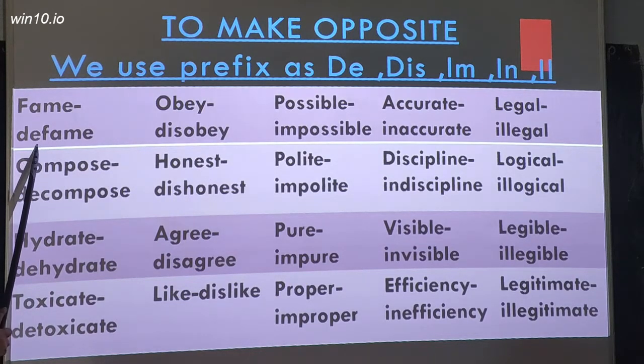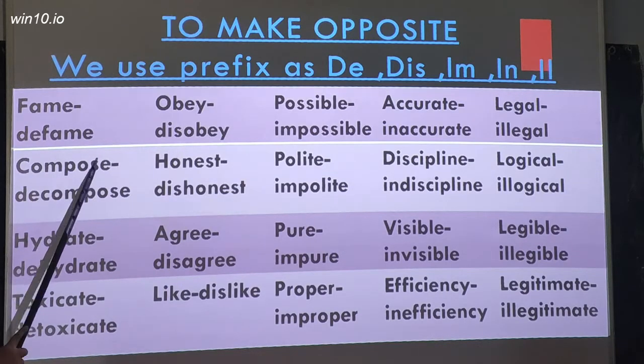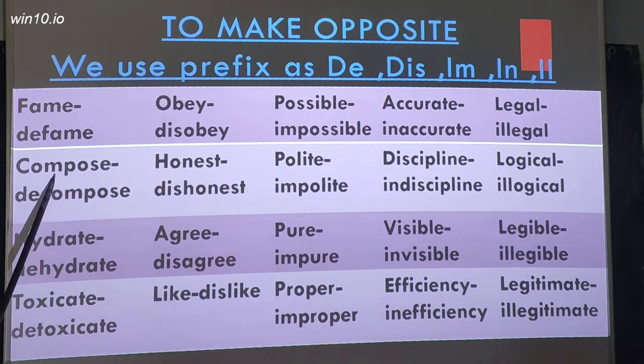Defame is a new word before us, and it is also the opposite of fame. So this is defame. Compose, decompose. Compose is a root word or primary word. We put de before compose, and now the new word is decompose. It is also the opposite of compose. Hydrate, dehydrate, toxicate, detoxicate. So these are the examples of de.